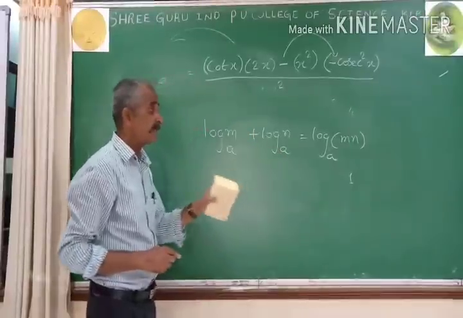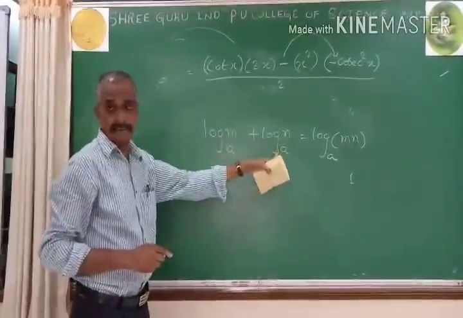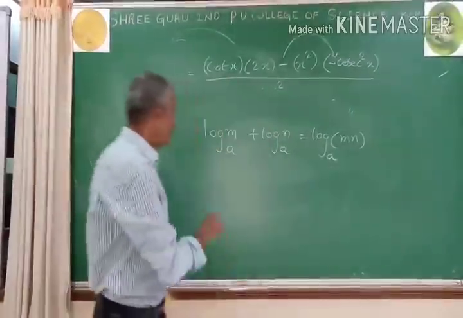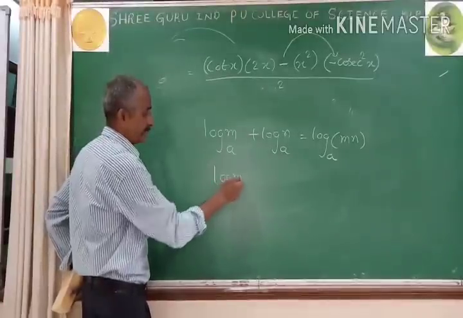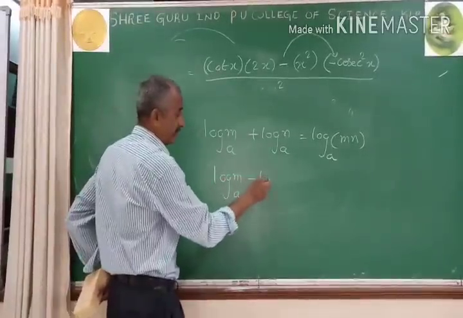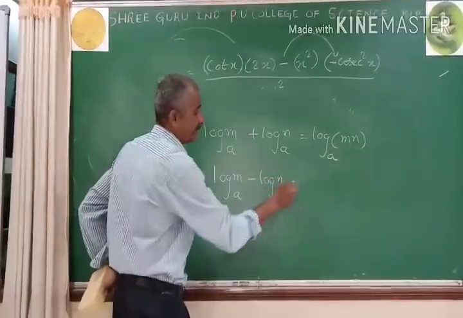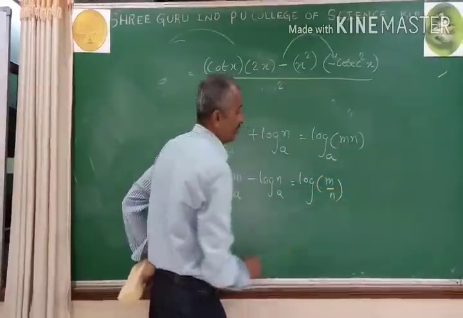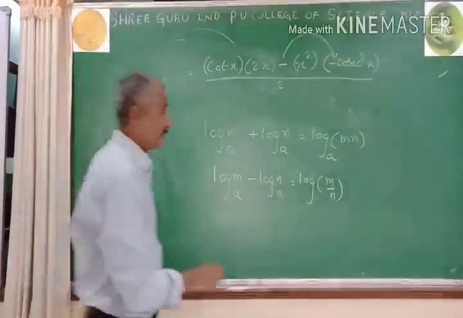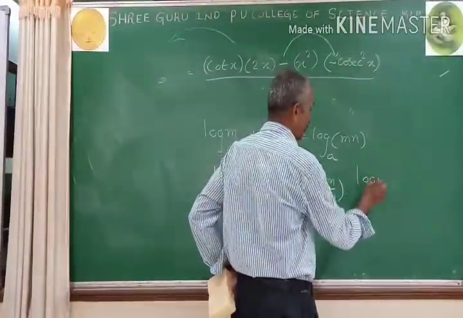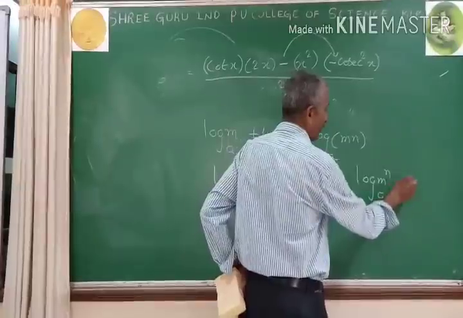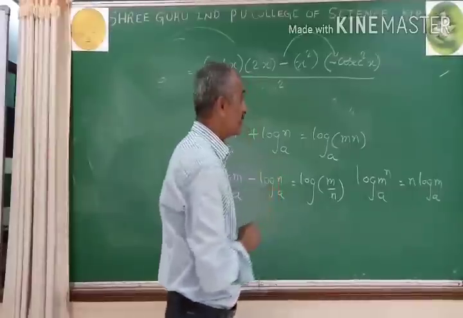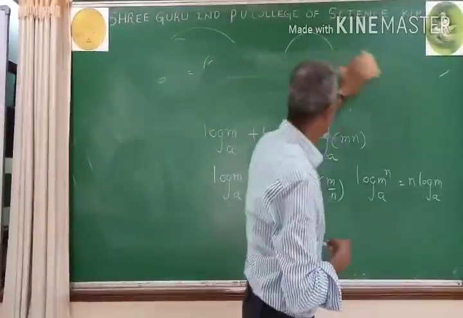And to apply this formula, the logarithm base must be the same. If the bases are different, this formula cannot be applied. Similarly, log m to the base a minus log n to the base a is equal to log of m divided by n. Log of m by n equals log m minus log n. Similarly, log of m raised to n to the base a equals n into log m to the base a, etc. Like this, there are various rules of logarithms. Already you have studied them in earlier classes.